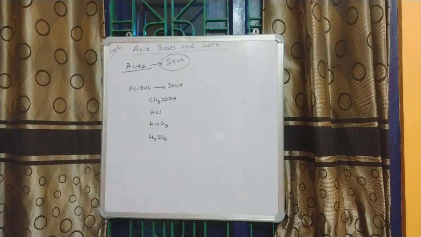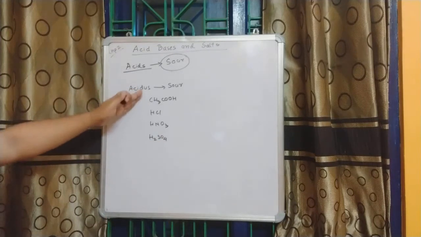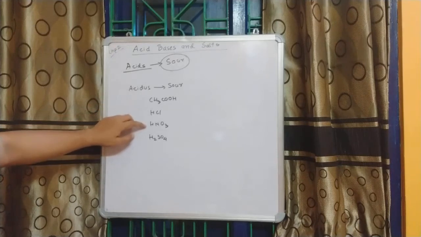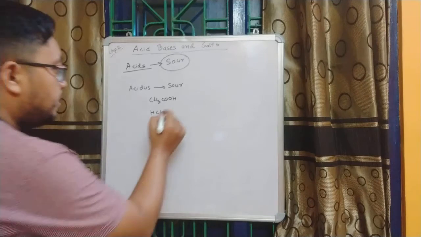Now if you observe closely, you will see that in each of the formulas, be it acetic acid, HCl, HNO3, or H2SO4, in all these cases we have one thing in common, that is H.